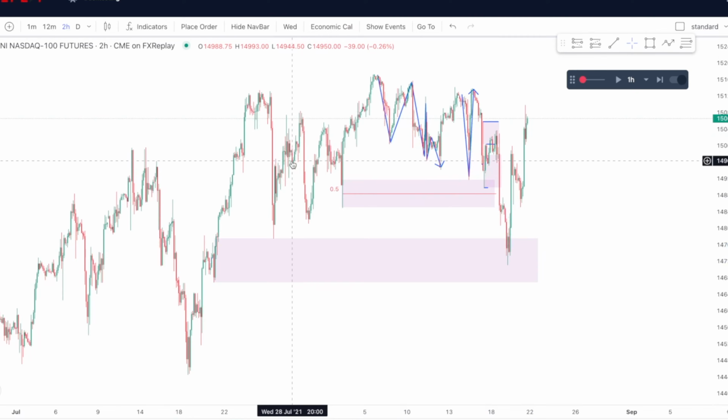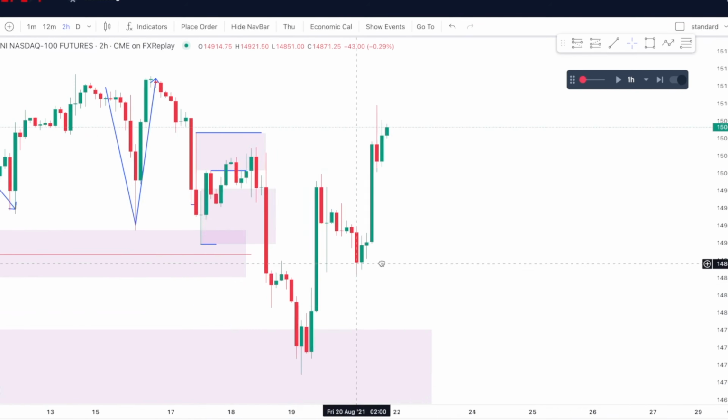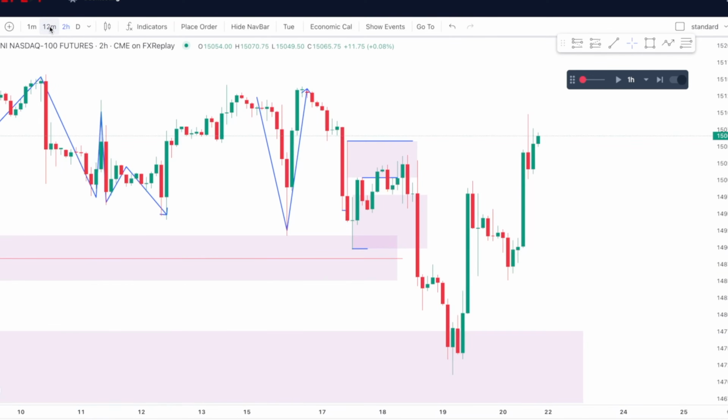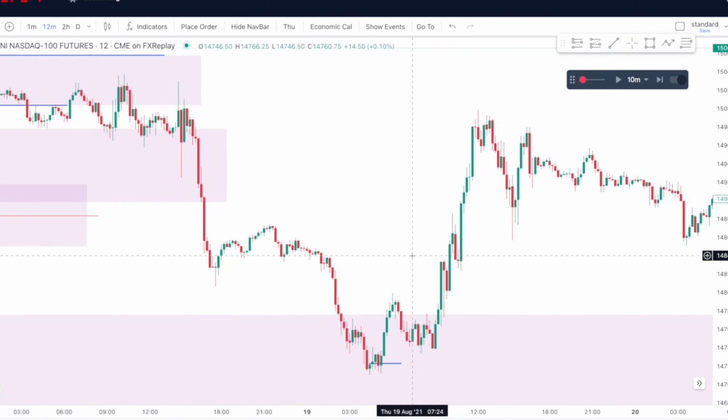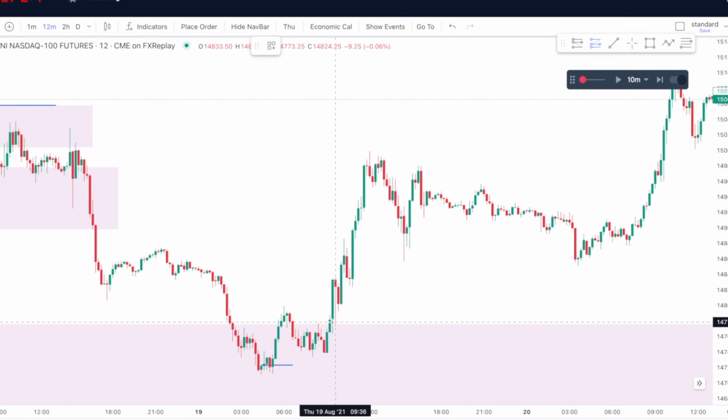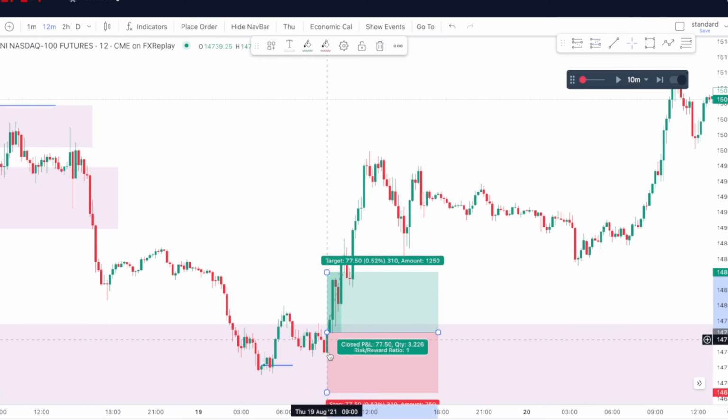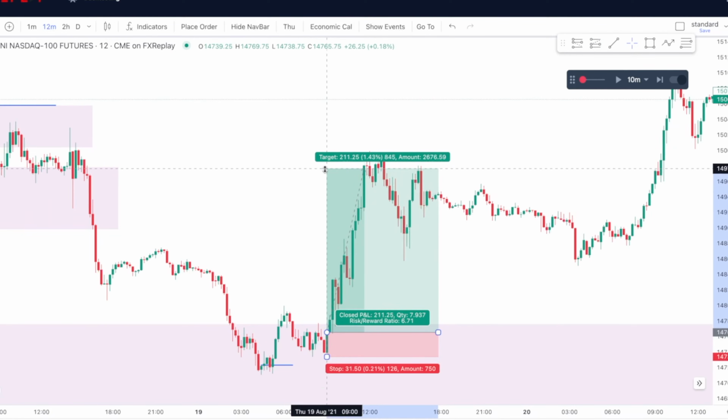Like I said just a moment ago, you've got to zoom out and see where the target is going to be. I'm not going to take this 2-hour chart long unless I have a 12-minute confirmation. If you can't see that, you did not watch volume 1 and you did not watch fundamentals, highs and lows, because there's your confirmation right there to take your long and go.